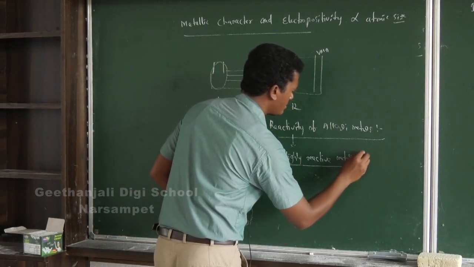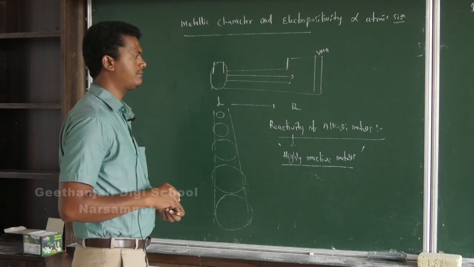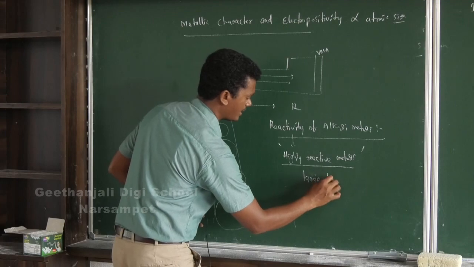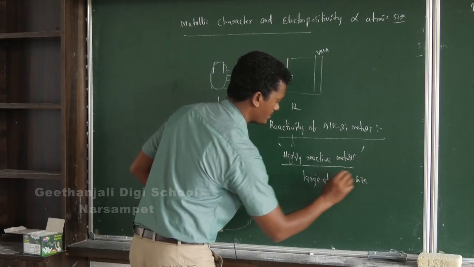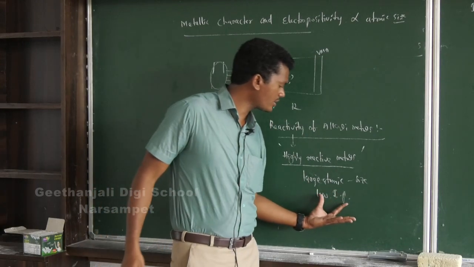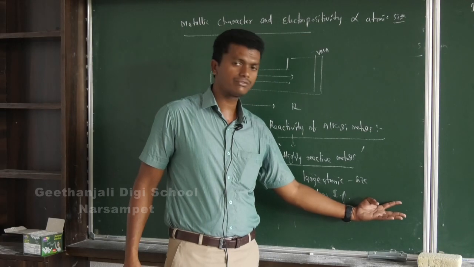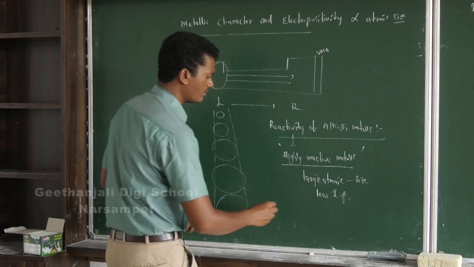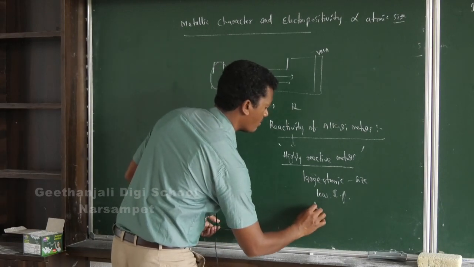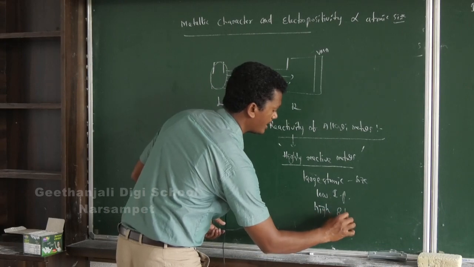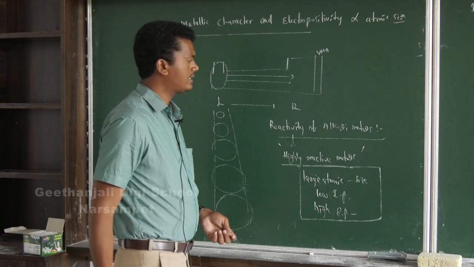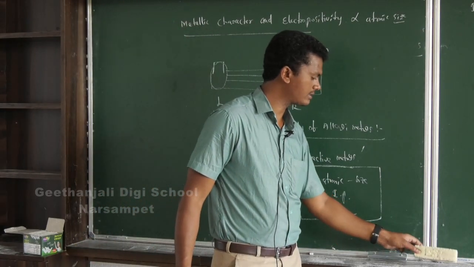What is the reason for the highly reactive nature of these alkali metals? They have large atomic size. One reason is large atomic size, and another reason is low ionization potential. Due to this low ionization potential, they lose electrons very easily. Large atomic size, low ionization potential, and high electropositivity. Due to these three reasons, these alkali metals are highly reactive metals.